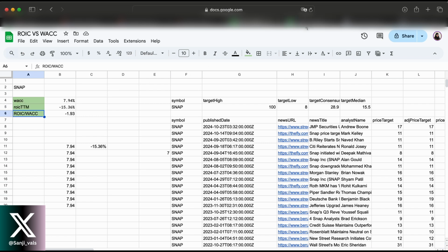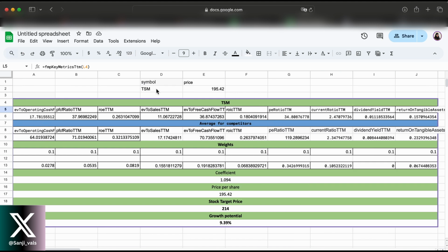Okay, the next step would be to calculate the Google stock target price. As you know, there are three valuation models. It's a DCF, DDM, and price income model. We'll be using the last one, since it's the easiest model.